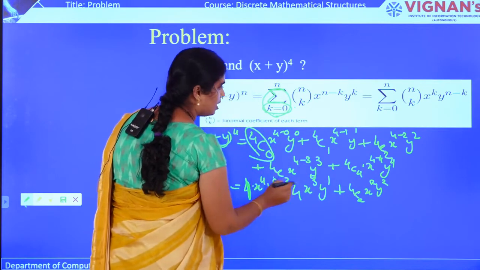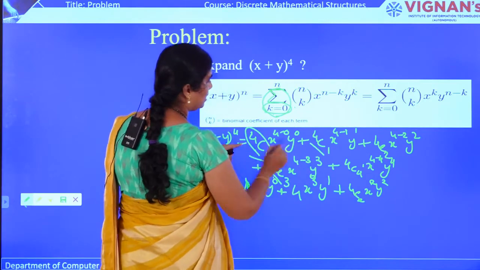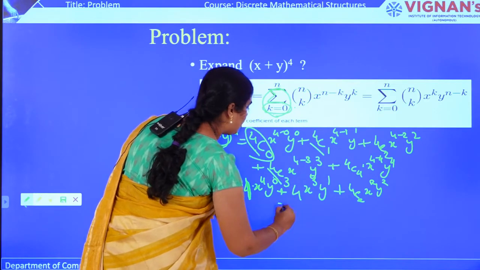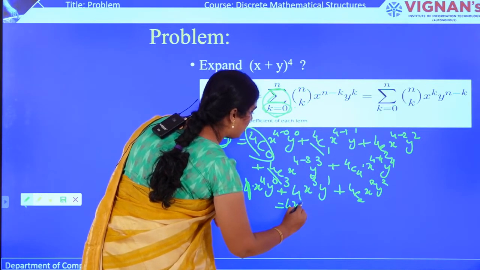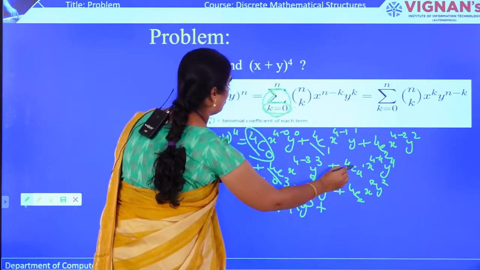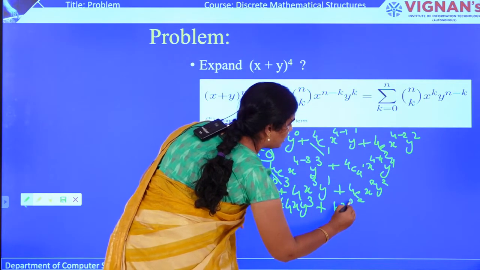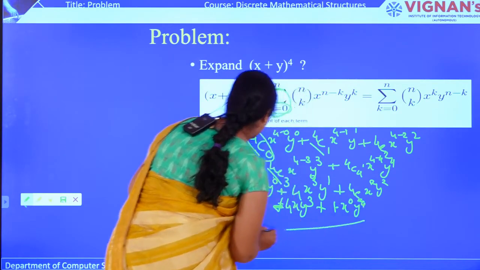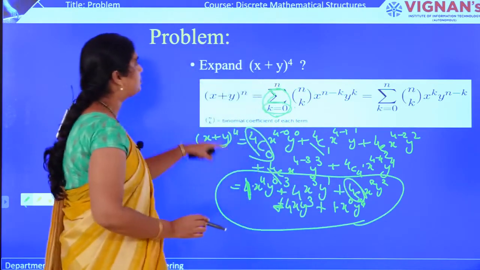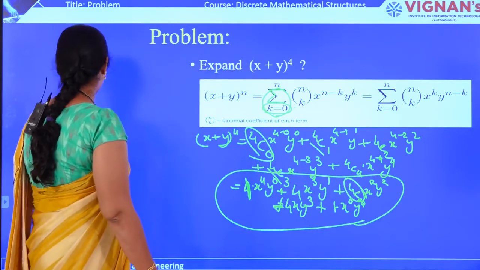Next, 4C3. See here, this 4C1 and 4C3 are equidistant. From the beginning it is the second term, from the end this is the second term. So, 4C3 will be 4 x to the power of 1 y cube. Next, 4C4 will be equal to this one only. So, it will be 1 into x to the power of 0 y to the power of 4. Okay. This is the result which you are going to get. Solve this for 4C2, and this is the expression which you are going to get after expanding (x plus y) whole to the power of 4.